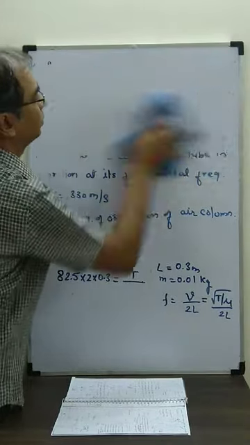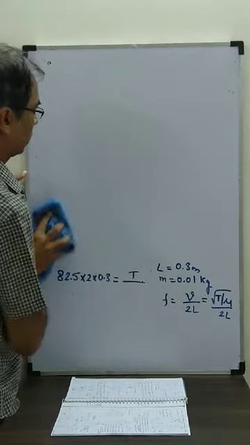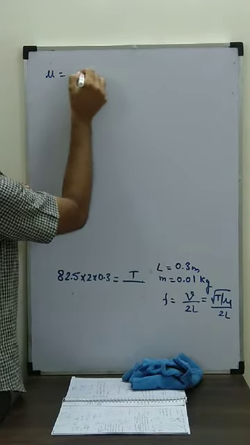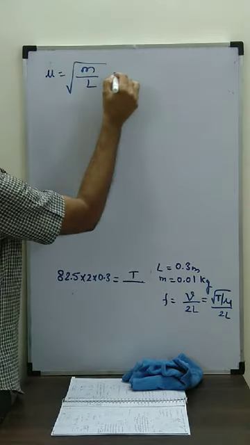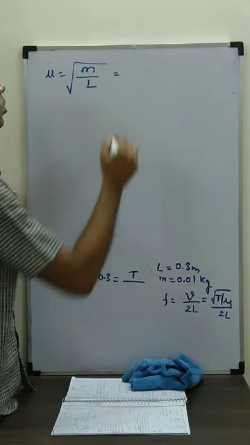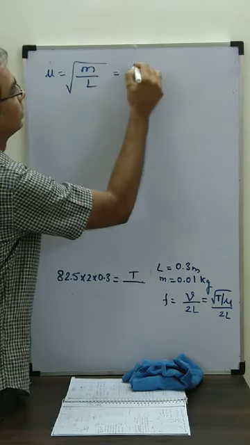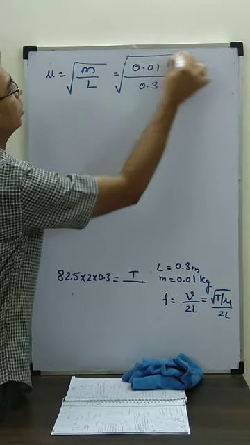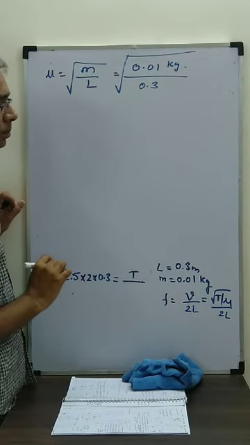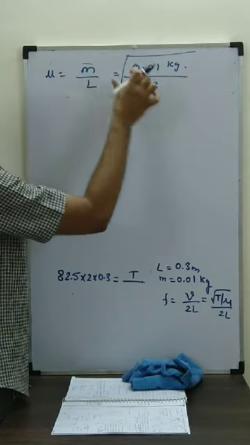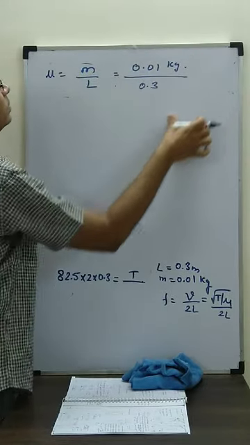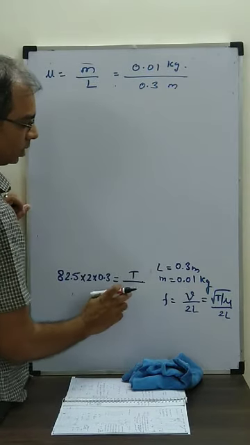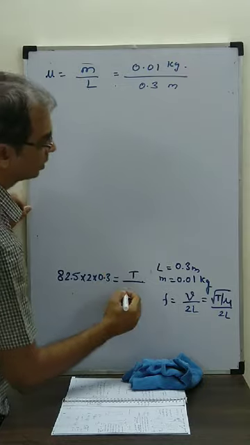Let us see, mu is mass by length. Mass is given to us as 0.01 kg, and length is 0.3. That's mu. So that's the value of mu. This value of mu we have to keep over here.